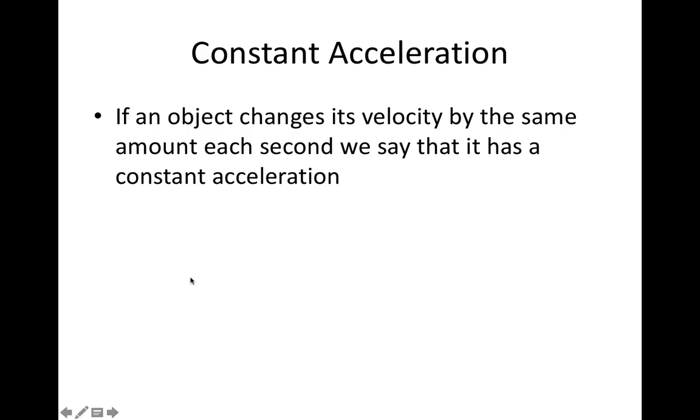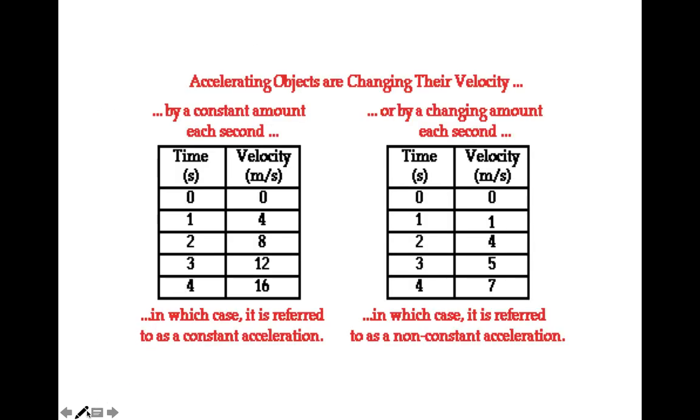Constant acceleration: if an object changes its velocity by the same amount each second, we say that it has constant acceleration. Here are two examples of constant acceleration. In this table, you have velocity, and here you have time. After 1 second, the velocity changes to 4 meters per second. After 2 seconds, it changes to 8 meters per second. So it's increasing by 4 meters per second every second. That is the acceleration, and it's constant because it's changing by the same amount of speed every second.